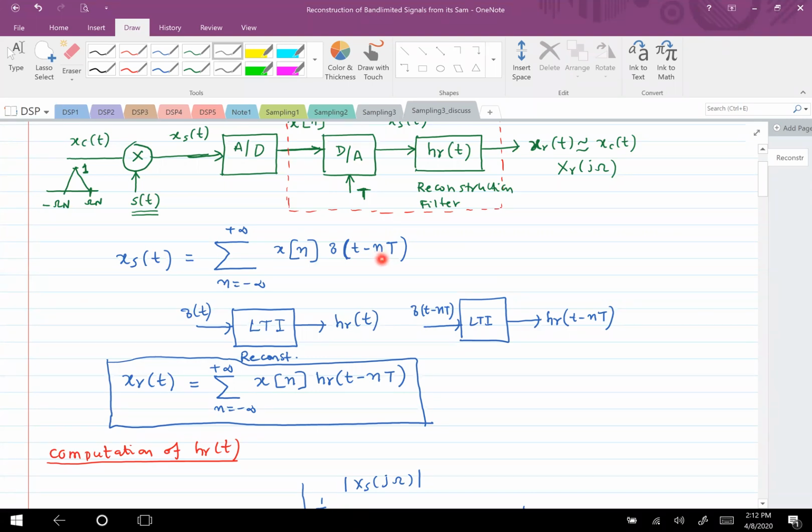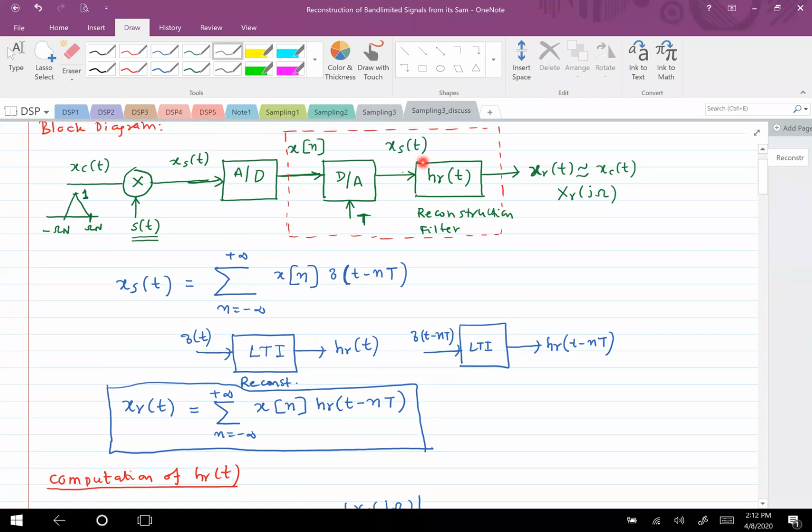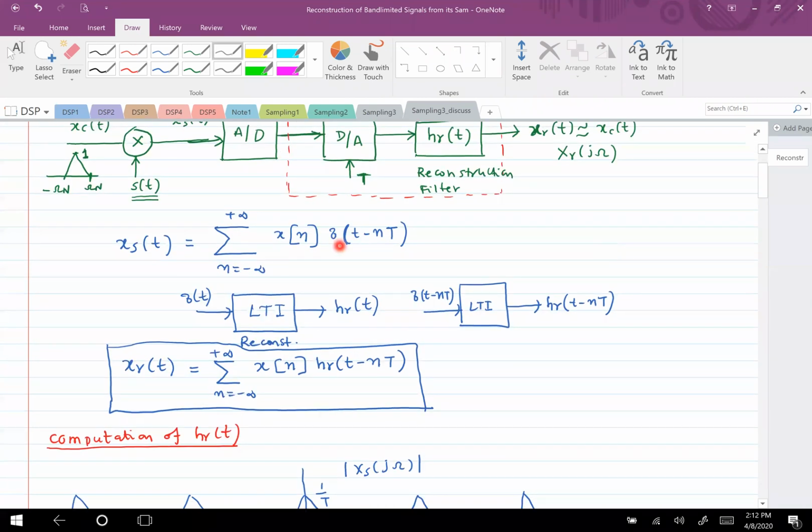So now the next question is, given xs of t, how do you get the xr of t? This is what we would like to look at. Well, you know that hr of t, what does that mean? It is the impulse response of this reconstruction filter, which means that if you were giving delta of t as input, what you would have been getting out of the reconstruction filter would have been hr of t.